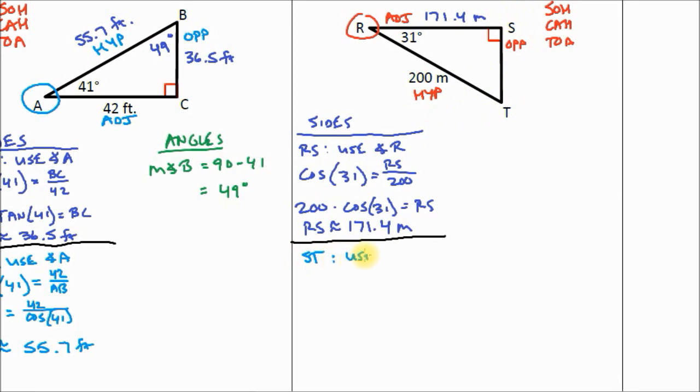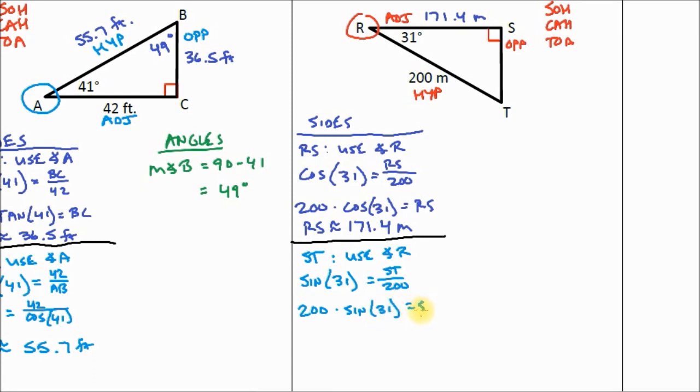ST, we're going to still use angle R just like we did before. ST is opposite of R, and we already knew hypotenuse. Opposite over hypotenuse is sine, so we know we're going to use sine of 31 degrees is equal to our unknown ST over our known hypotenuse of 200. Look how similar it is to our previous one. We move the 200 to the other side by multiplying both sides of our equation by 200. That gets rid of the denominator.